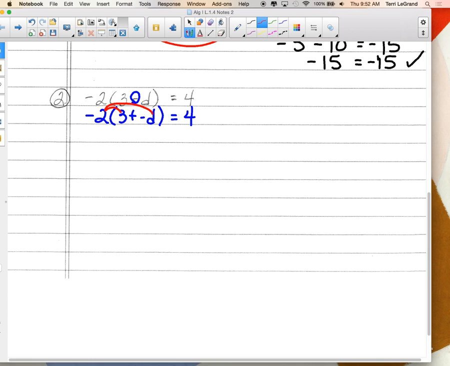So we're going to do negative 2 times 3, what is that? Negative 6. Bring down our addition sign. Negative 2 times negative D. 2D. Negative times a negative is a positive, and 2 times D is 2D.